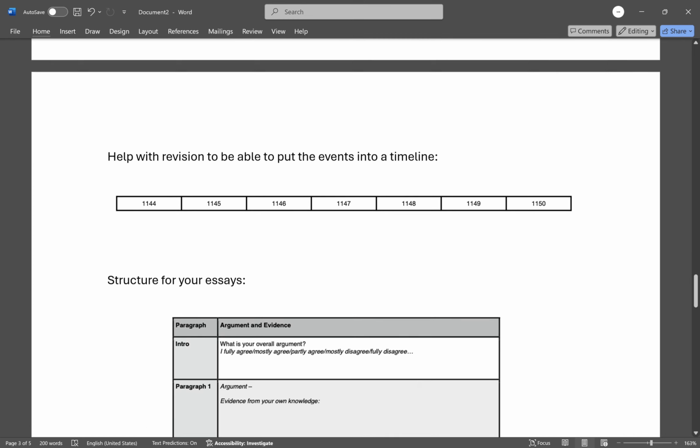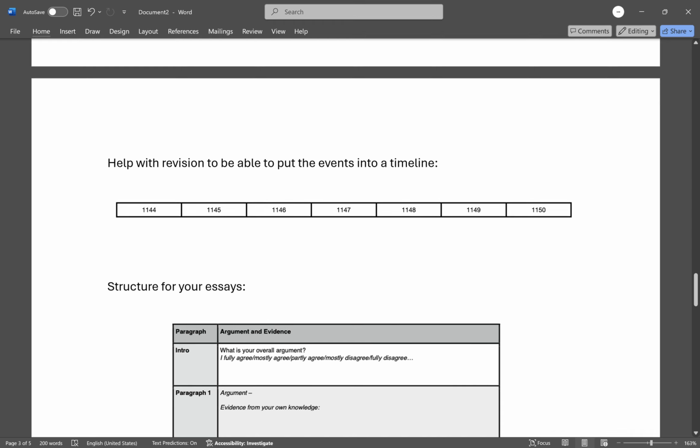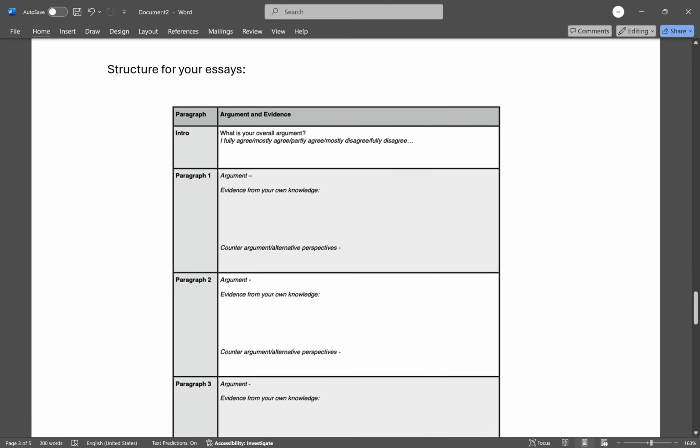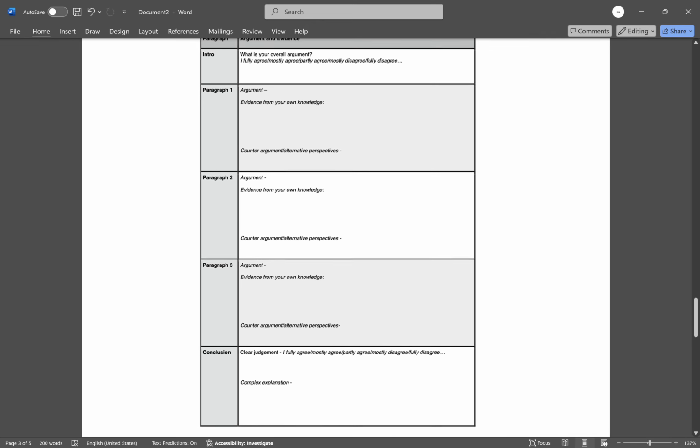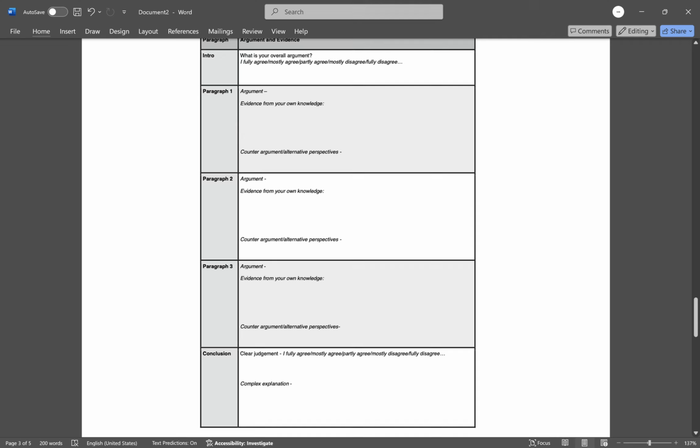So to help you with your revision, this timeline would be really useful for the Second Crusade, because timelines are really helpful to put the events into date brackets to help you focus on a certain time bracket that you were given in the question, in this case 1145 to 1149. And I like to use these plans when planning out my essays because it's really useful.